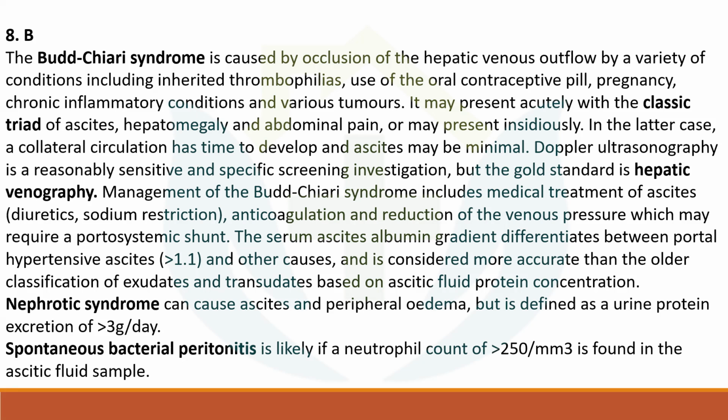The other options were nephrotic syndrome, but nephrotic syndrome can cause ascites and peripheral edema, and is defined as urine protein excretion of more than 3 gram per day. SBP is likely if a neutrophil count of more than 250 per mm³ is found in ascitic fluid. So other options are ruled out, but Budd-Chiari was the most important option which was there.